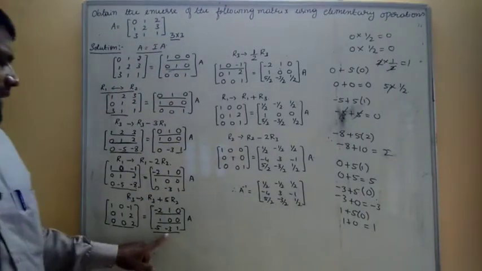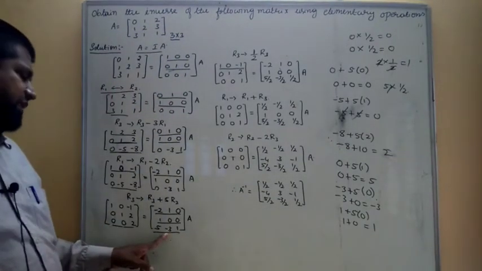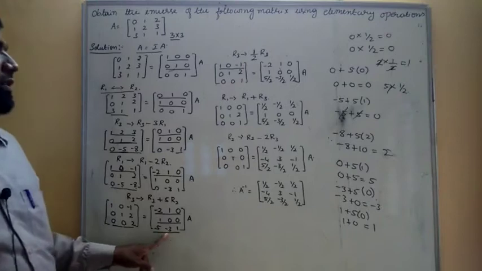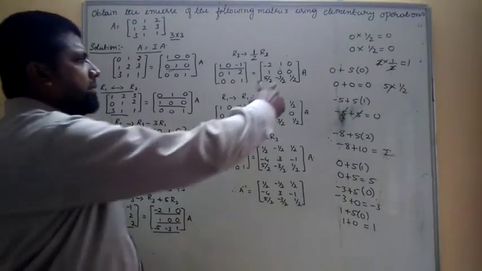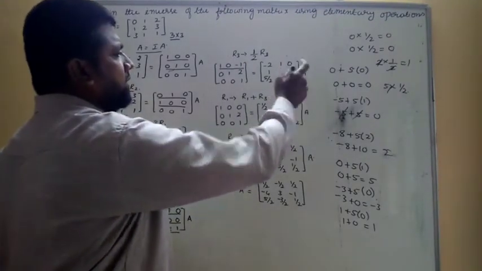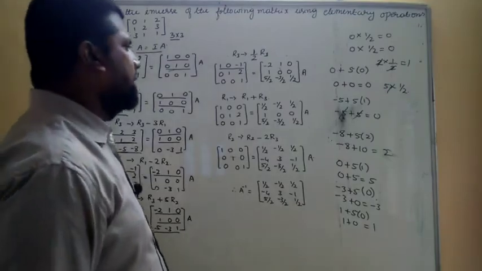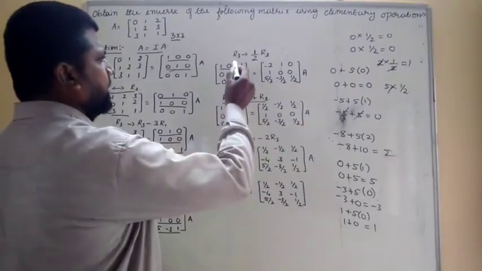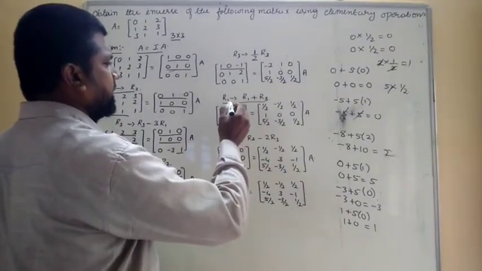Then minus 3 should be multiplied with 1 by 2, so we are getting minus 3 by 2. Then here again you multiply 1 with 1 by 2, you are getting 1 by 2. Next, we have changed row 3. Now let us go for row 1.